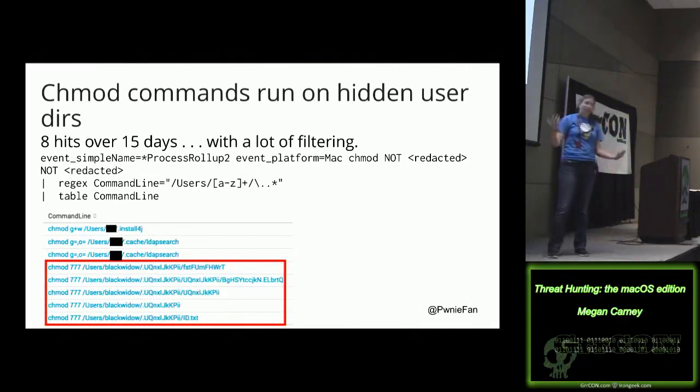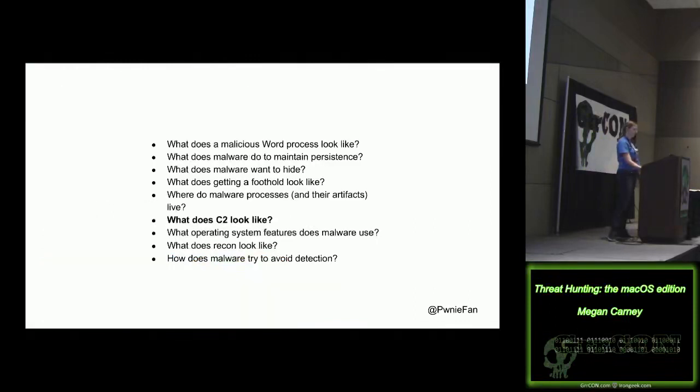One thing I didn't look for, but I thought would be interesting to look at next time, is how many legitimate processes actually do 777 perms. I have a feeling it's not many, but it would be a question worth looking at. All right. So what does C2 look like?